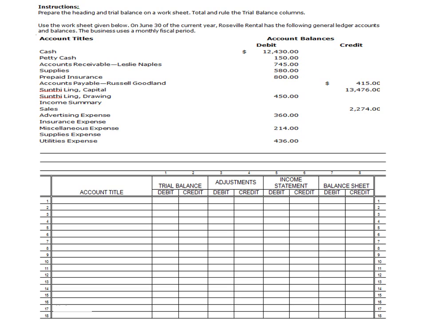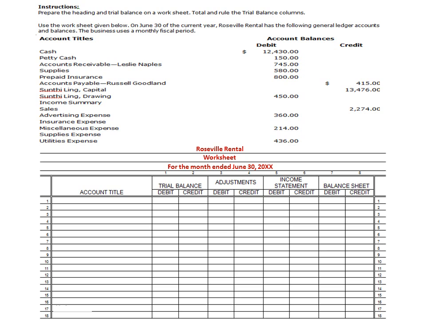The way you prepare it is you start by writing the company's name, and in this example, that's Roseville Rental. We then need to write down what this is. Well, this is a worksheet, and that's what we're preparing. And then lastly, we want to put for the month ended June 30th, in this case, as given in the directions.